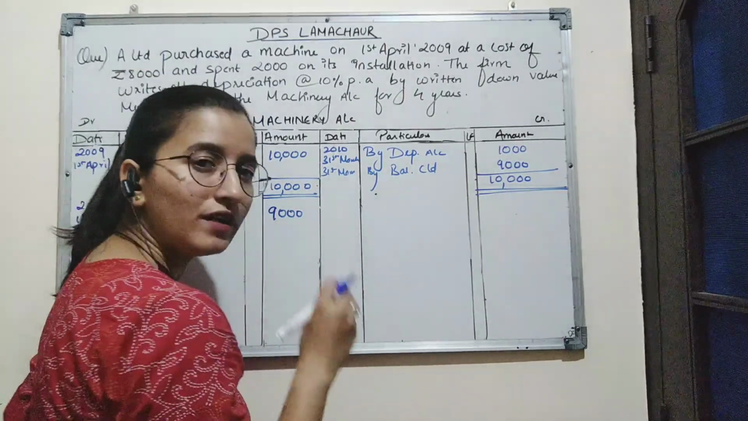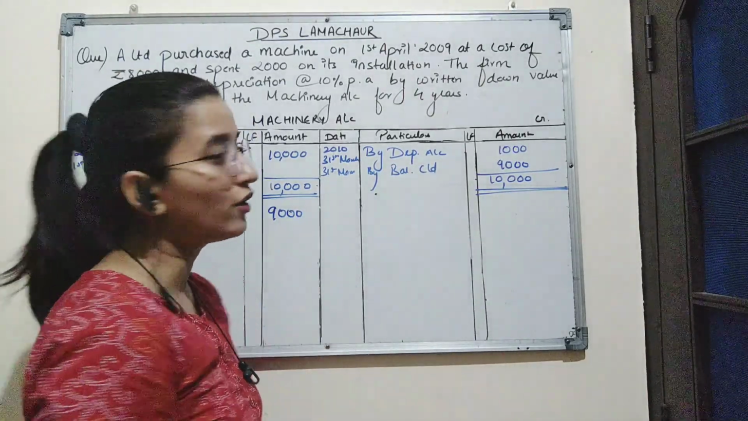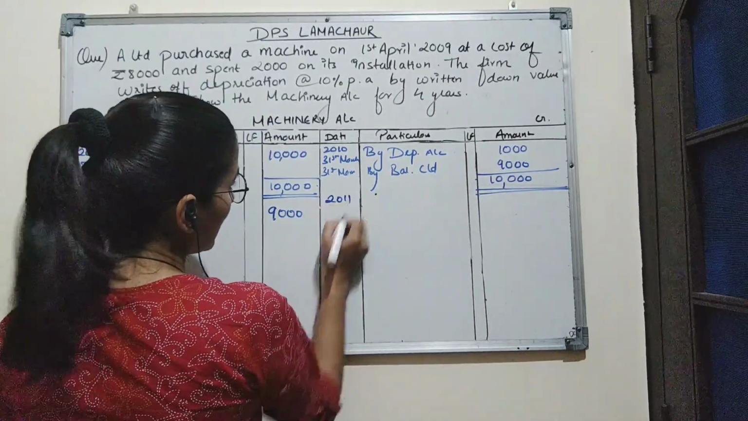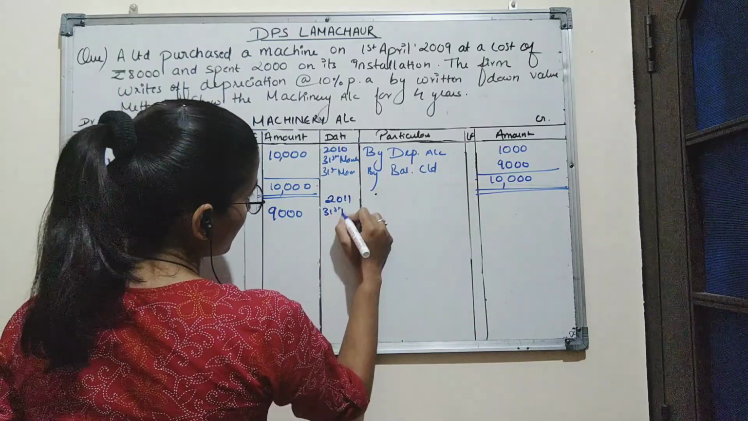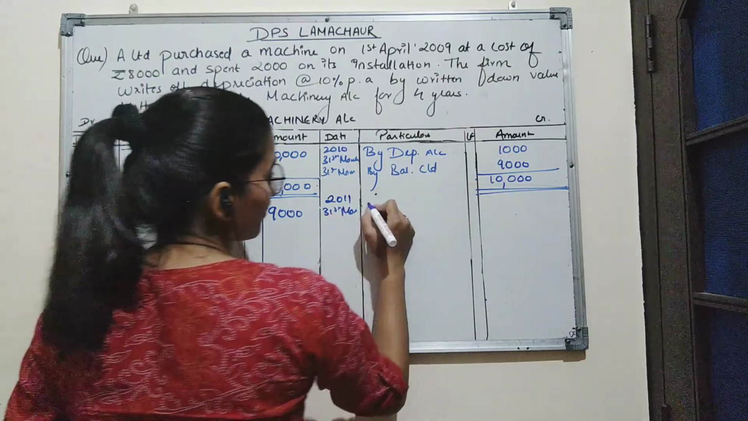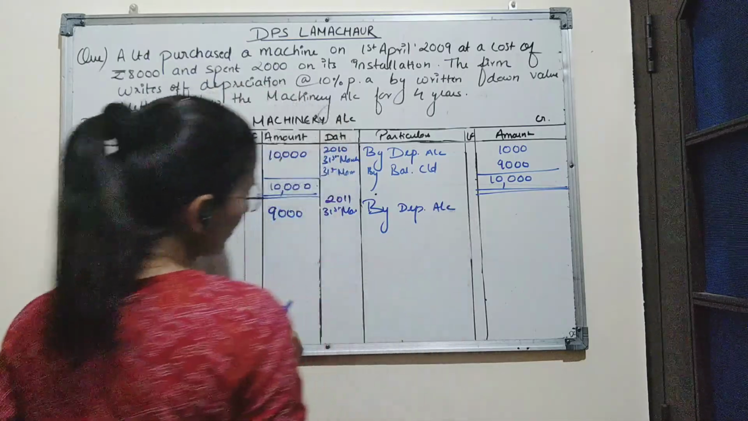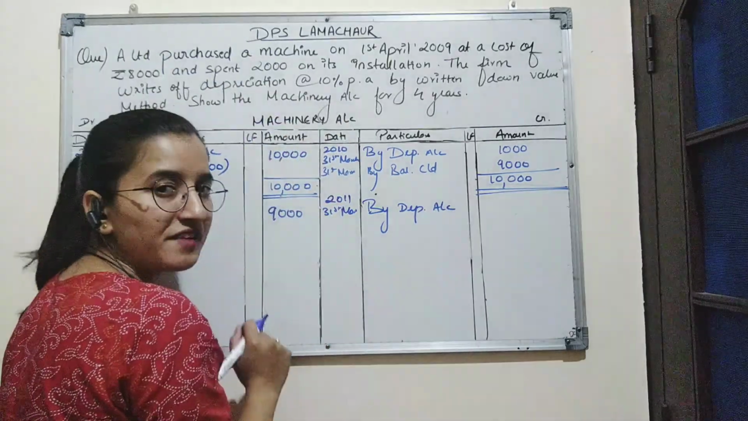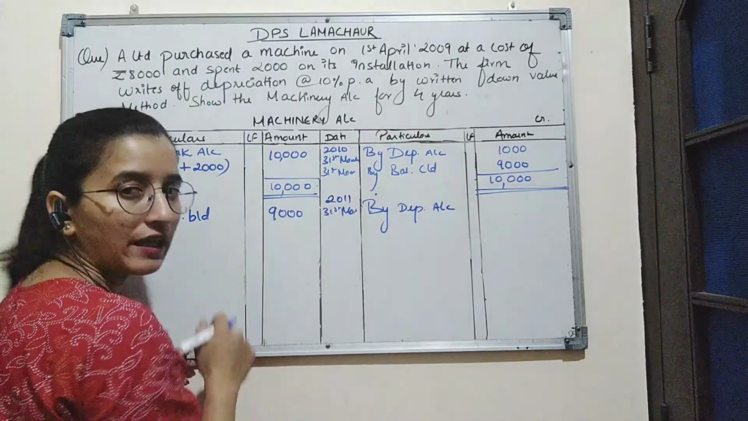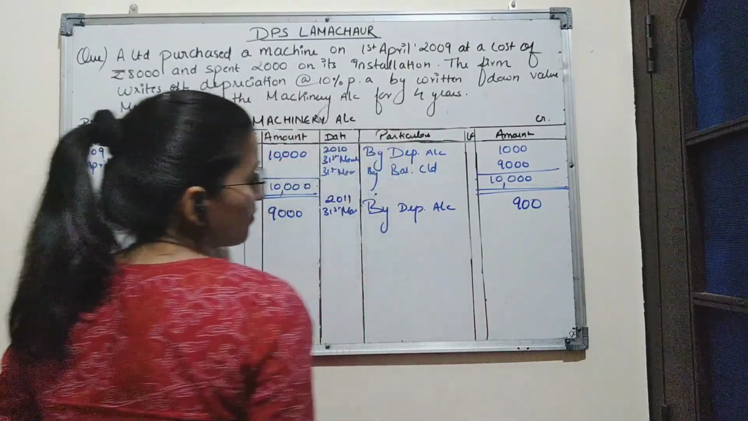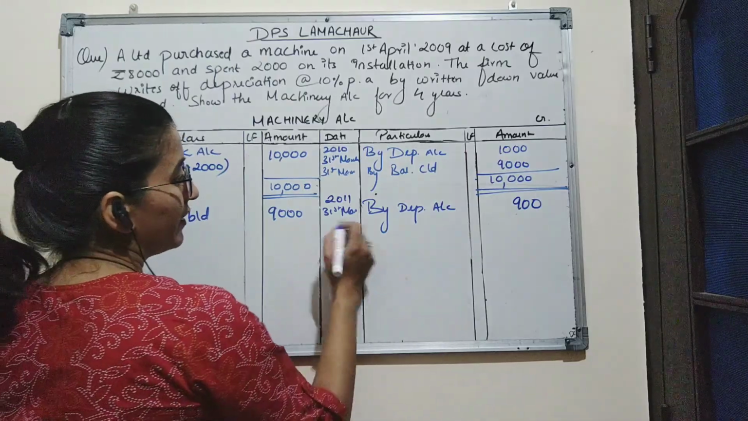So as we know, depreciation is charged at the end of the year. Here, the year ending will be 31st March 2011, by depreciation account. The depreciation rate is 10%. So 10% of 9,000 is 900. That means the depreciation amount is 900.